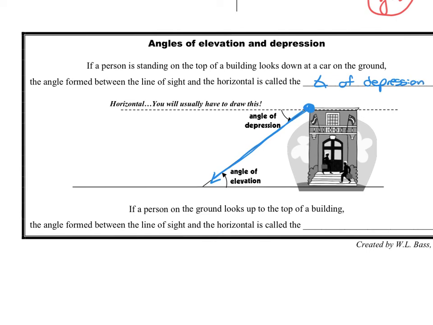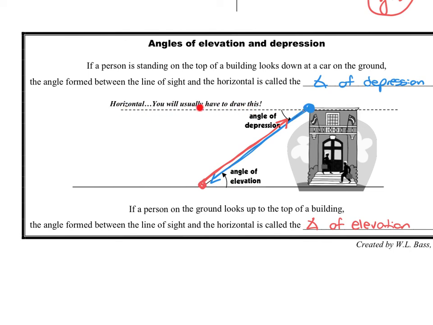If, however, our person is standing down on the ground and they look up to the top of the building, they're going to create a line of sight. The angle that's formed between their line of sight and the horizontal, usually the ground, is called our angle of elevation. Now, a couple things to be reminded about. If the problem does not mention how tall the person is, then you can essentially assume that their eyes are on the ground. It's simply saying that their height is immaterial to the problem, so we can ignore it. If it mentions the height of the person, you will need to add that in.